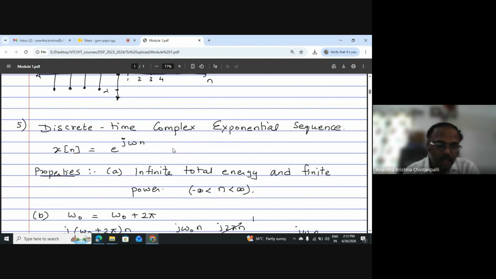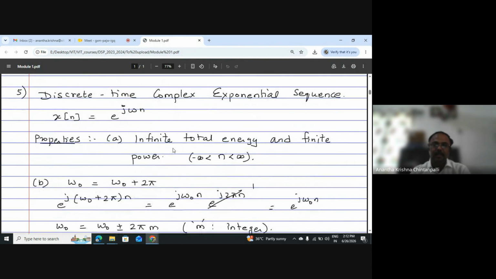So now, let's talk about the complex exponential sequence. x of n is equal to e to the power of j omega n, where some of the properties are: it has infinite total energy and finite power. I hope you know the definition of how to compute the total energy and the power in the sequence. If you do that, it's going to be an infinite total energy and finite power. So that means that it's a power signal. Any periodic signal is a power signal.